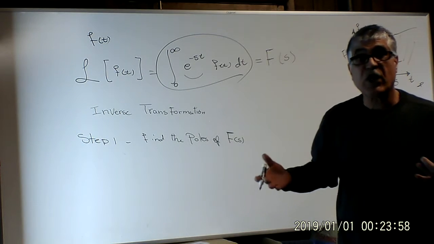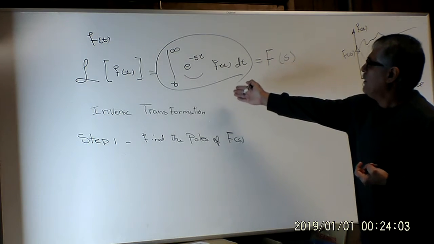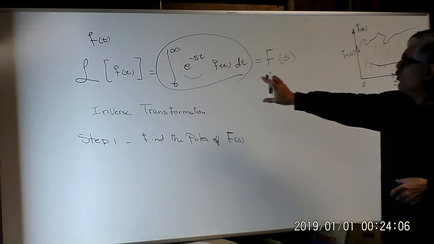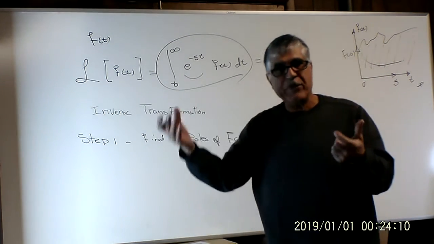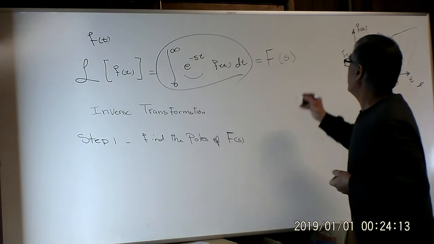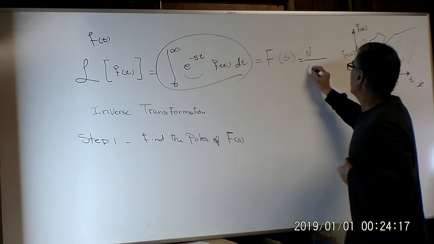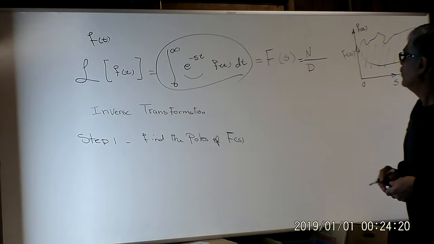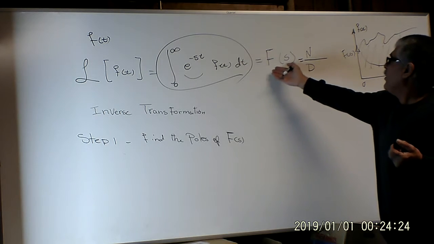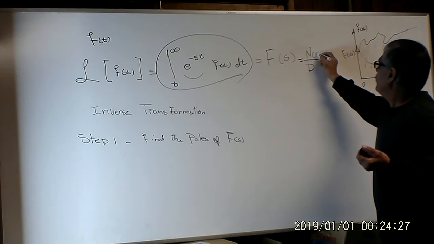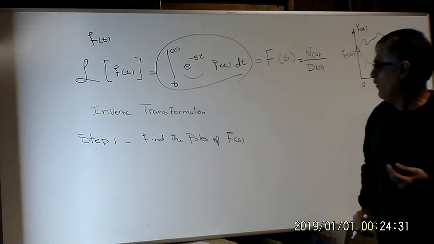What do the poles of F(s) mean? By looking at this integral, we will see that the solution will always be in the form of a numerator divided by a denominator. Since our variable is s, our numerator will be a function of s, and our denominator will also be a function of s.